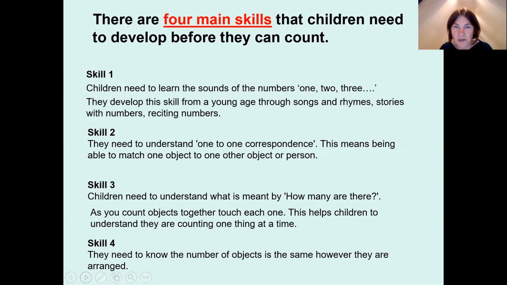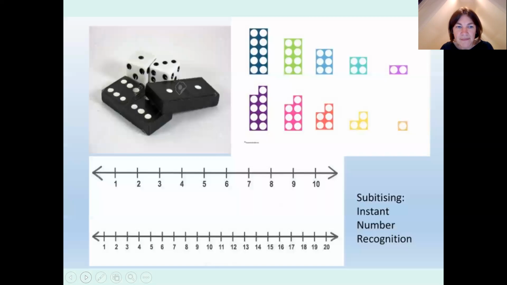So that is one-to-one correspondence. Children need to understand then what is meant by how many are there. So they are then counting by touching the objects, and they learn quite quickly that if they have them in a line, or if they move them into the line as they're counting, or they move them from one side to another, that really helps them be accurate. And then lastly, they need to know that the number of objects is the same, however they're arranged. So whether they're in a line, or whether they're jumbled up, we still got 8.